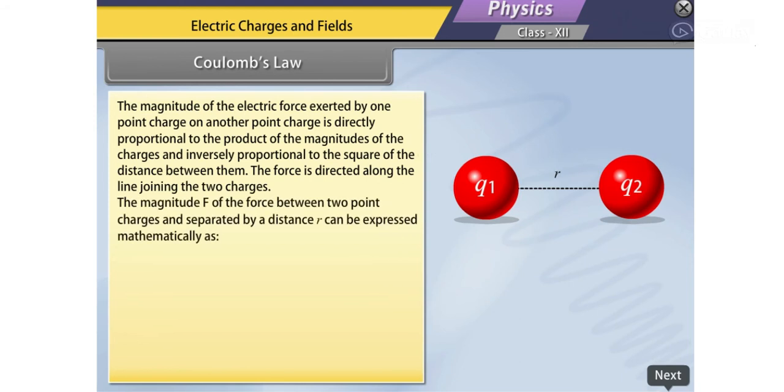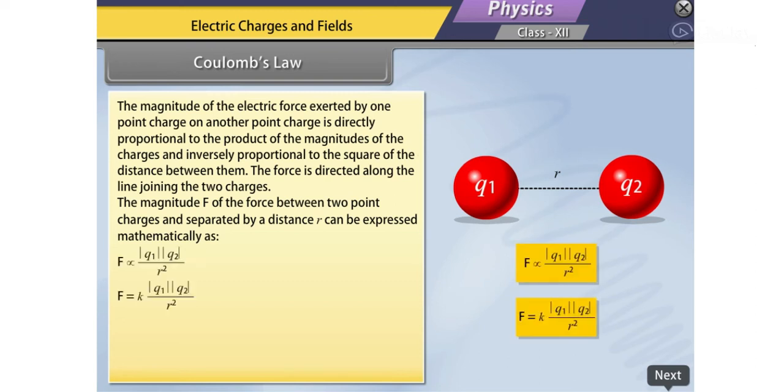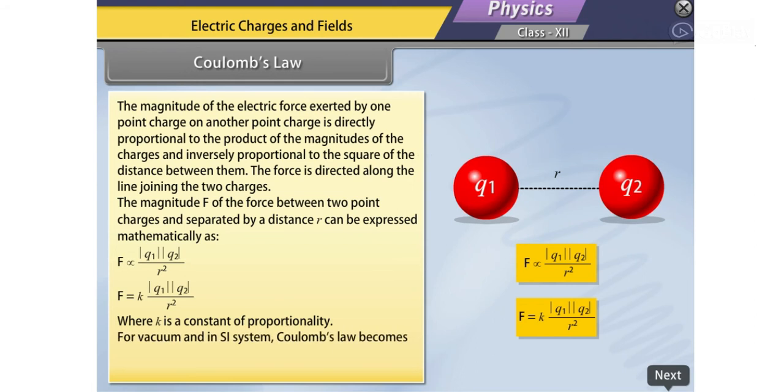The magnitude F of the force between two point charges Q1 and Q2 separated by a distance R can be expressed mathematically as F is equal to K into mod Q1 into mod Q2 divided by R square. Here, K is a constant of proportionality. For vacuum and in SI system, Coulomb's law becomes F is equal to 1 upon 4 pi epsilon naught multiplied by mod Q1 into mod Q2 divided by R square.